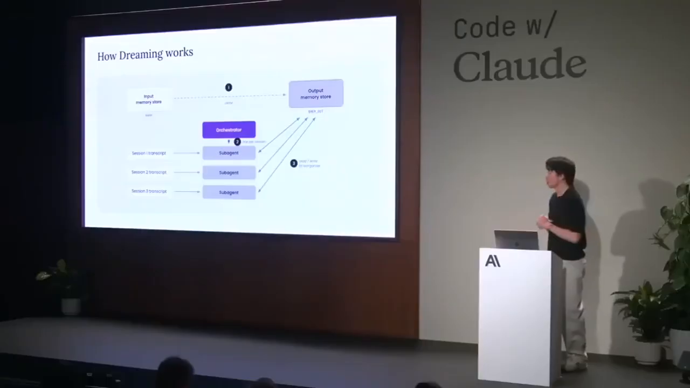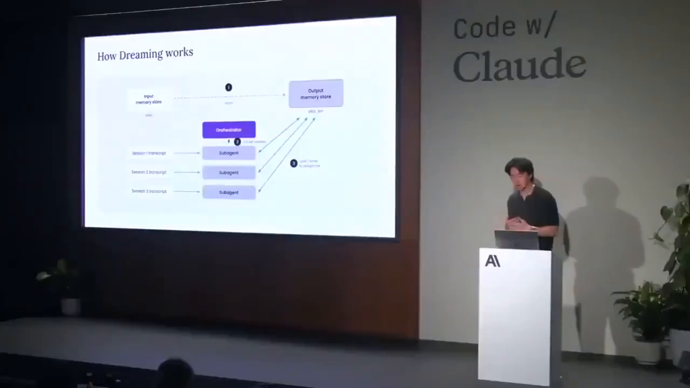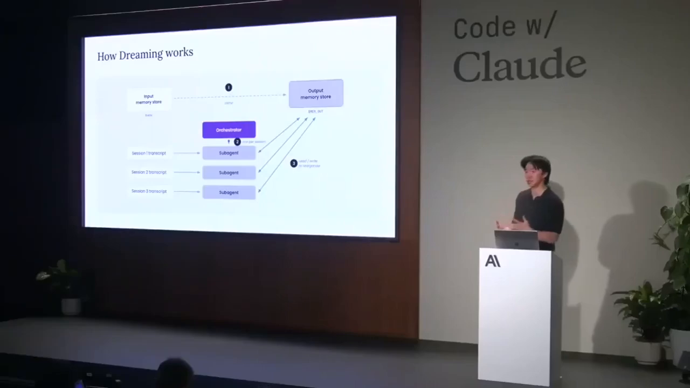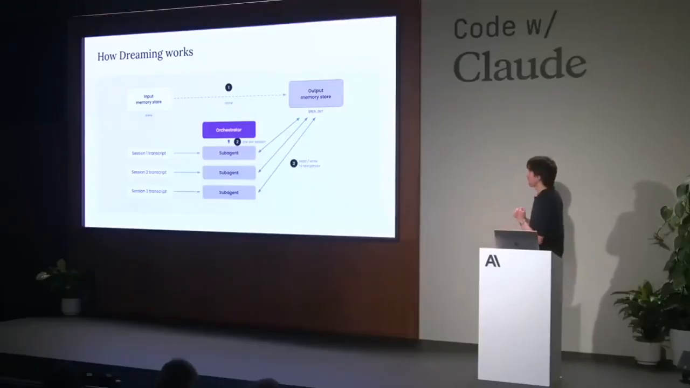Yeah. So again, under the hood, this is sort of how dreaming works, right? This is a multi-agent harness. We have an orchestrator that is mainly responsible for spinning up subagents. And again, we spawn one subagent per input session that you give it. The reasons behind this are we actually want dreaming to be exhaustive by design. If you give it 100 transcripts, we want to make sure Claude is looking over all the information to make sure it's not missing anything, right?